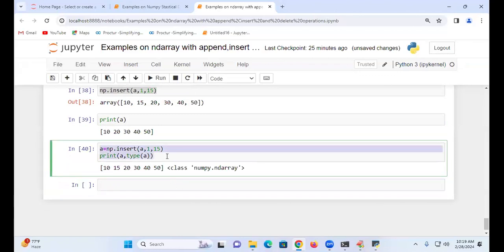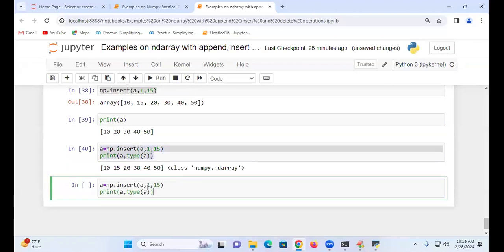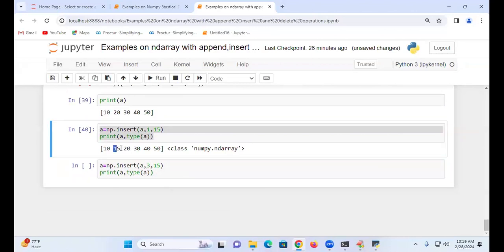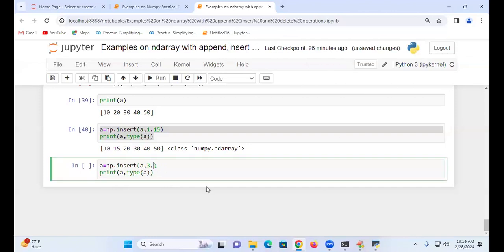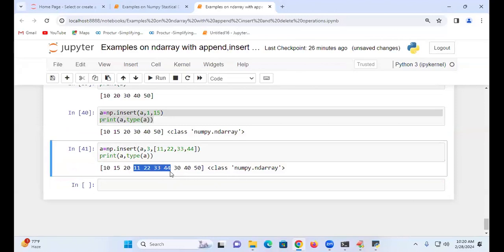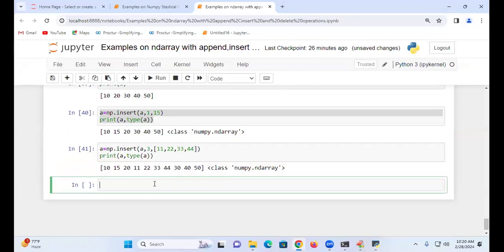Similarly, if I want to insert more number of values, something like 3, 0, 1, 2, 3. In third place, I want to insert more number of values: 11, 22, 33, and 44. You cannot write like that. You have to represent it in the form of a list like this. You see now, it is added. 11, 22, 33, 44. Following, students? So easy.